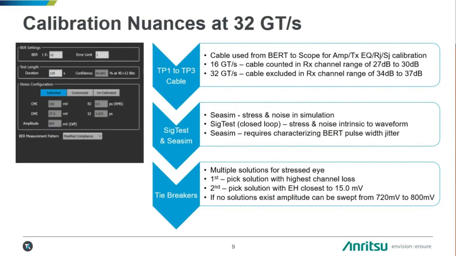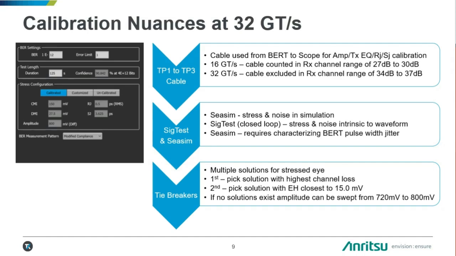I want to look at a couple of the more nuanced aspects of calibrating the stressed eye at 32 gigatransfers per second. First, I want to look at what I call the TP1 to TP3 cable. One of the first steps of calibration is where you connect directly from the BERT PPG to the real-time scope with typically a 1 meter or maybe a little bit shorter cable. Sometimes we'll see 2.92 or 2.4. And we're calibrating the amplitude, the TX equalization, the SJ, and the RJ.